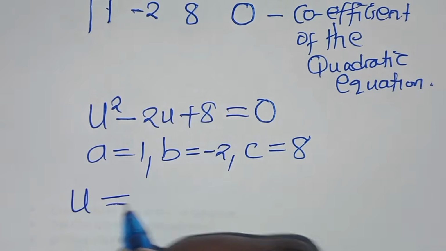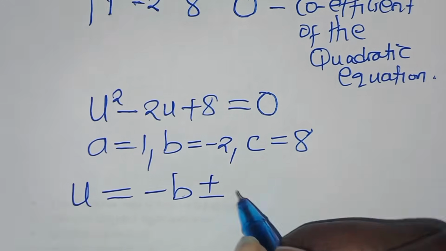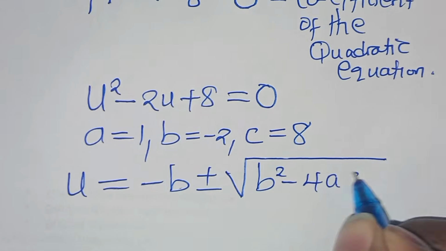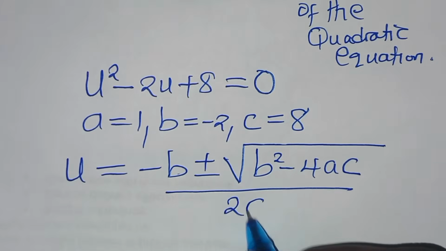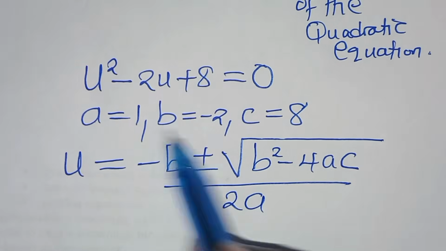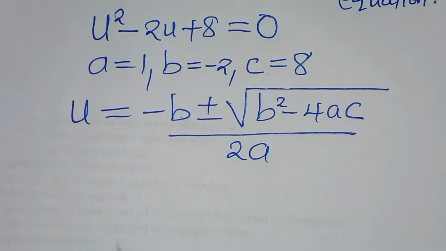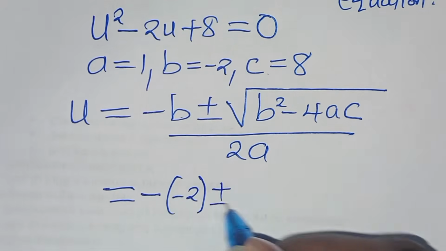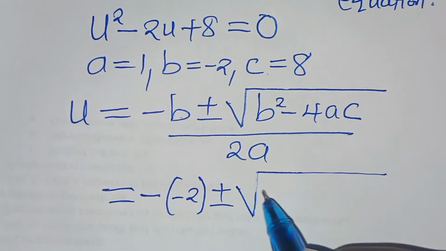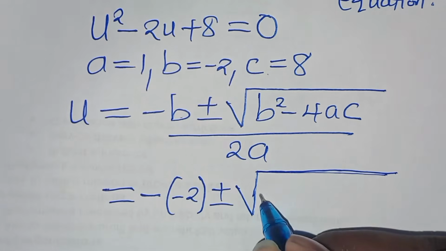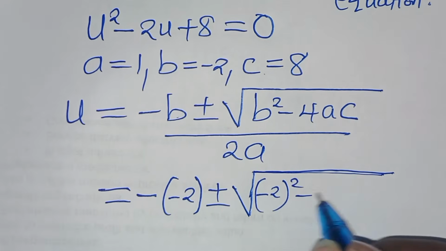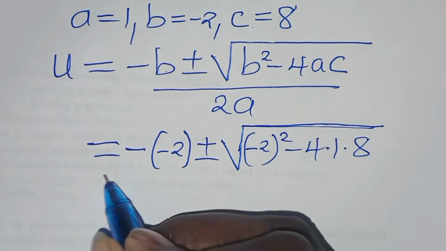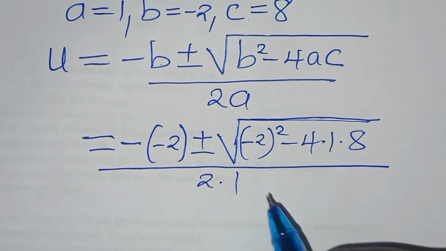So for u, that is minus b plus or minus the square root of b squared minus 4 times a times c over 2 times a. So let's substitute the values of a, b, and c from here. So this implies we have minus 2 plus or minus the square root of b squared, in this case minus 2 squared, minus 4 times a, which is 1, then times c, which is 8. Everything here divided by 2 times 1.